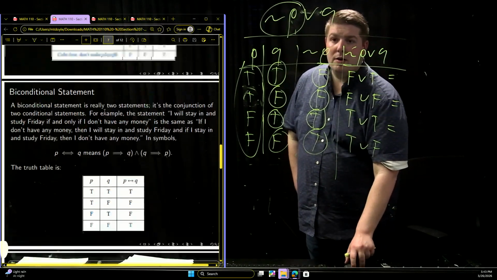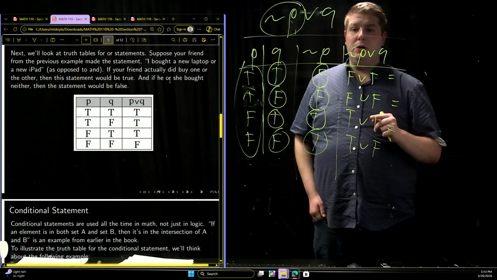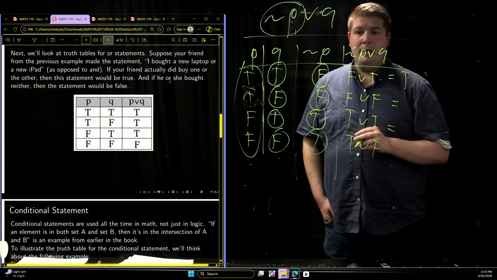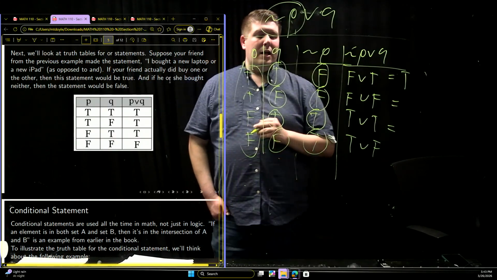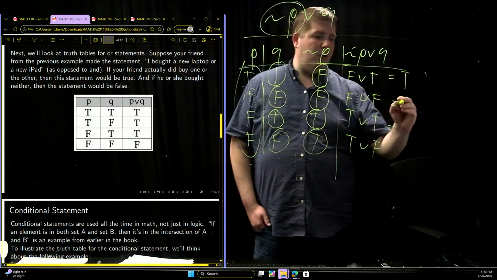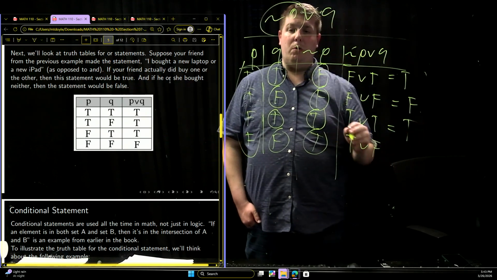What was that? Well, according to our truth table here, false or true is true. Right here. Then we have false or false. False or false is false. True or true is true. And then true or false is true.